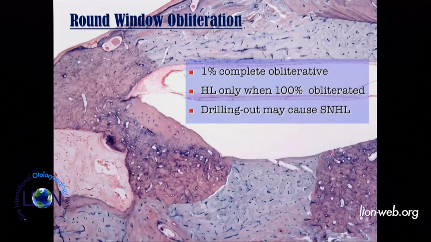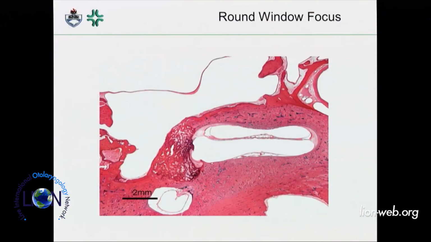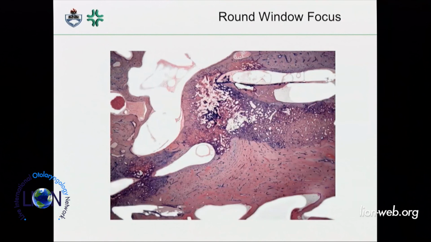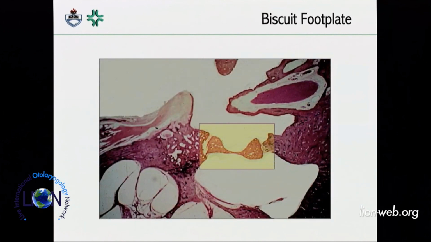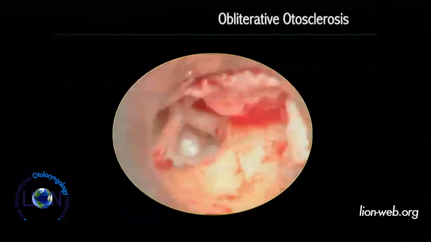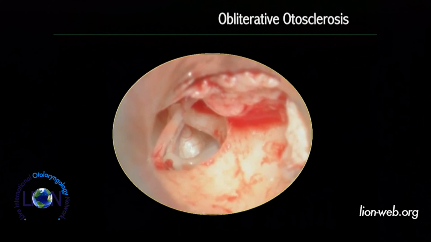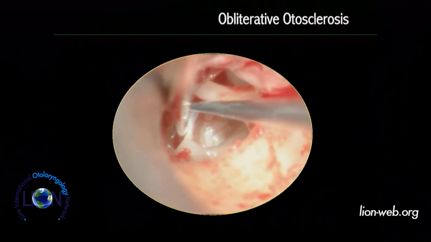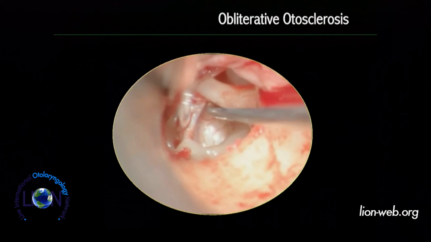Round window obliteration, you know, 1% can be completely obliterative in hearing loss. It only will happen when 100% is obliterated. So it's a very difficult situation. Here again, and here is a really bad situation. A biscuit footplate, you can see in here. It's only to orient yourselves. You have the facial nerve here and the fistula antefenestram here. And obliterative otosclerosis, again, you see, this is a case that I think is from Wilco. You can see the footplate here really, really thick.